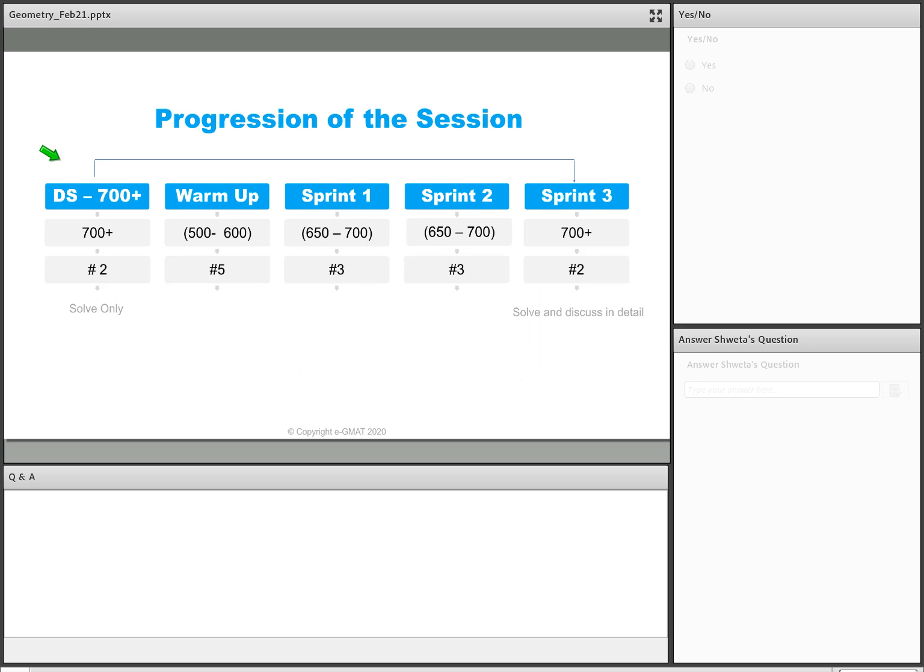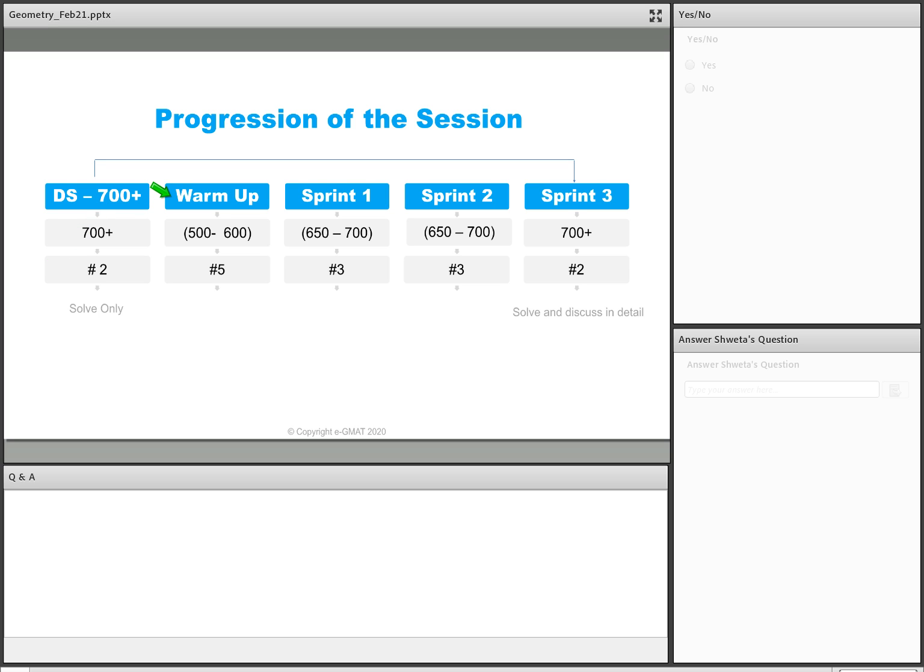Here is the progression of the session. This is very important for everybody to understand. I will first be showing you two data sufficiency questions, 700 plus level. These will be difficult questions, just two of them, which you will solve only. I am not going to discuss the solutions to these right now, not at the beginning. Why? Because these are the questions I want to prepare you for. Starting with difficult questions, the intent is to show you right at the beginning what it is that you're aiming for. Where are you going to reach after this session?